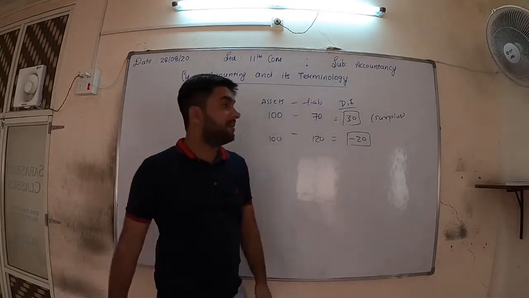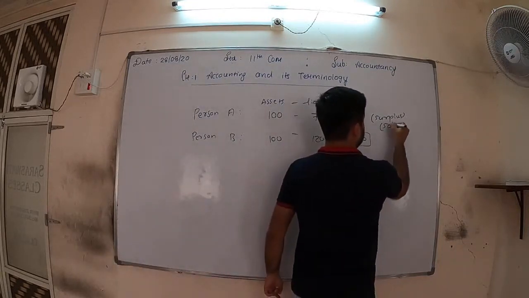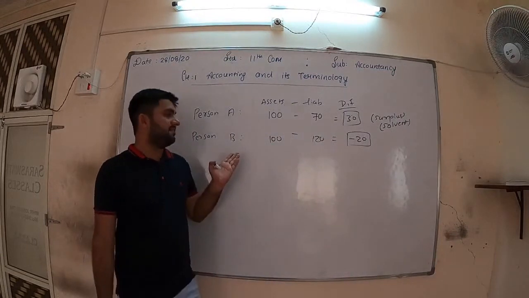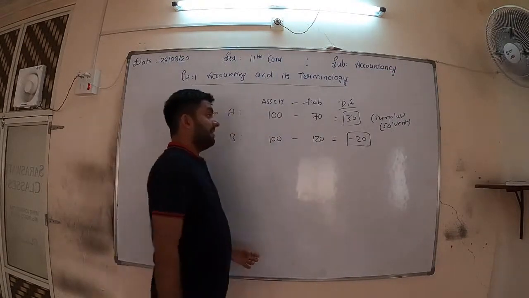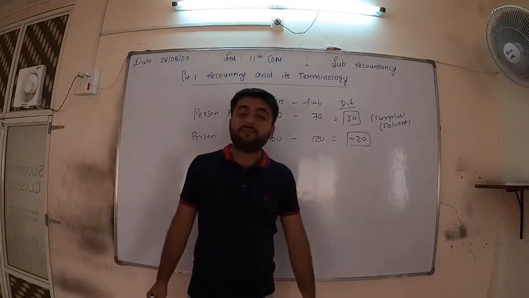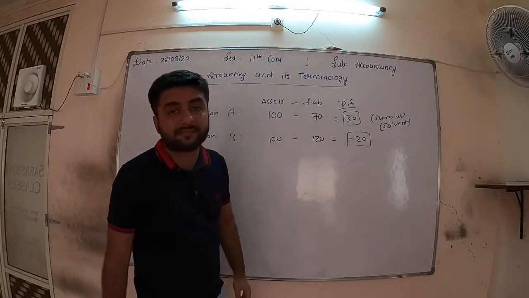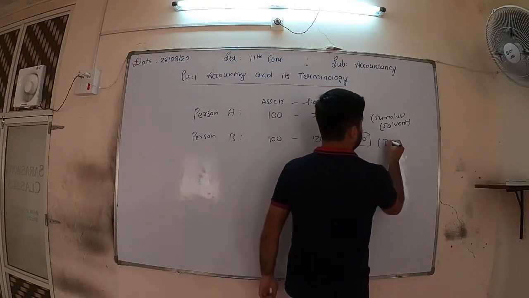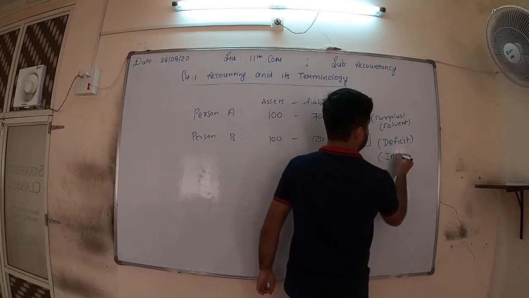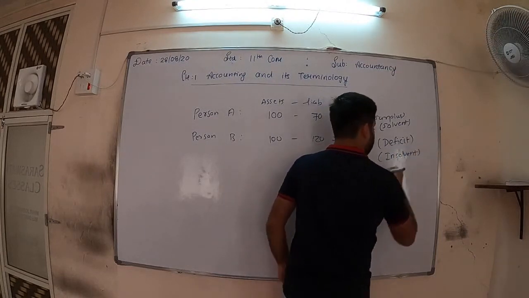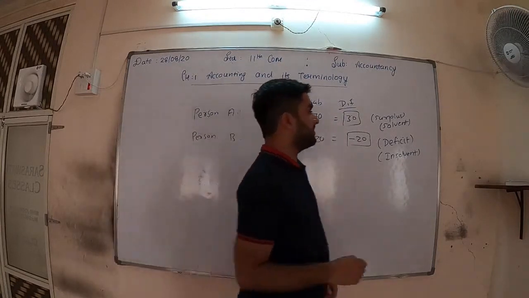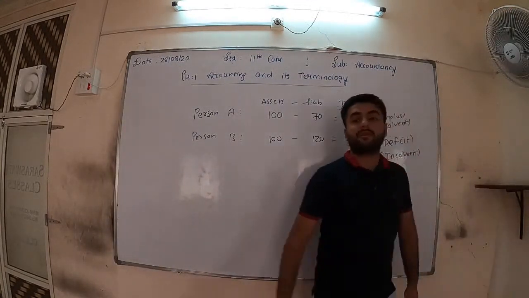Surplus means profit. So if he has surplus, he is solvent. Now for person B, he has assets of 100 rupees whereas he has to pay the liability of 120 rupees, so he has minus 20 rupees, that is deficit. And this person is an insolvent person. This person is an insolvent person. So this is about solvent and insolvent.